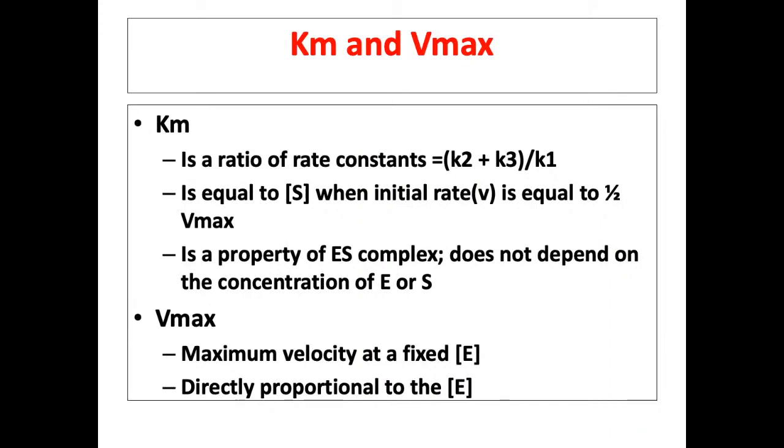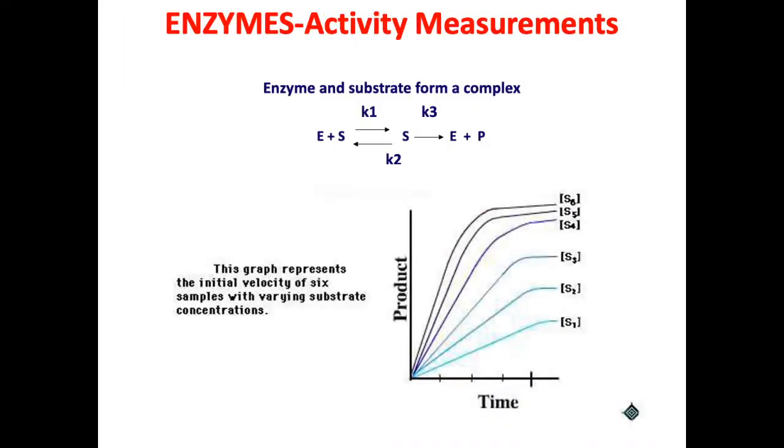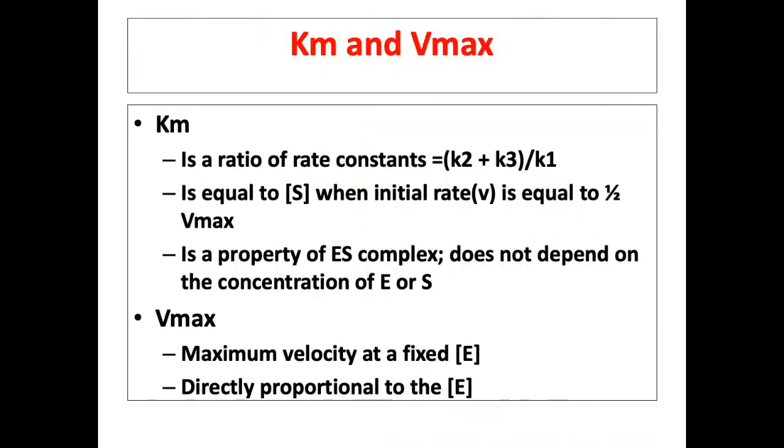So Km and Vmax. Km is the ratio of rate constants, that is K2 plus K3 divided by K1. It is equivalent to the substrate concentration when the initial rate is equivalent to half Vmax, and it's a property of the ES complex and does not depend on the concentration of E or S.